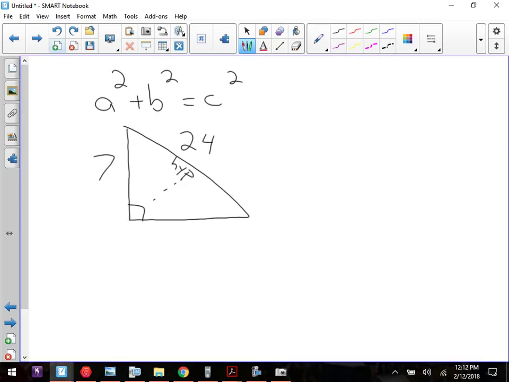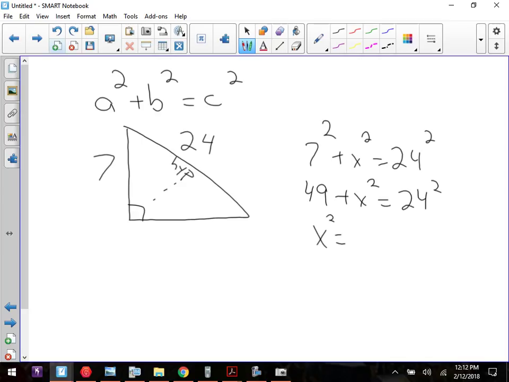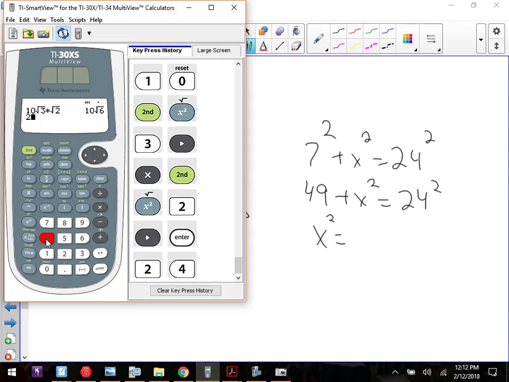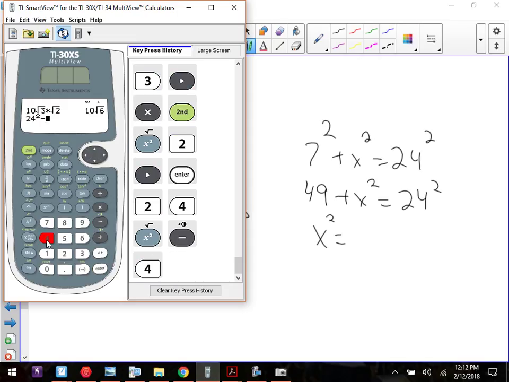So you write it out as 7 squared plus something squared is 24 squared. In this case, you're just doing basically a 2-step math problem. Press some buttons in the calculator and go. You know that 7 squared is 49, and 24 squared is something. So x squared will equal 24 squared subtract 49.